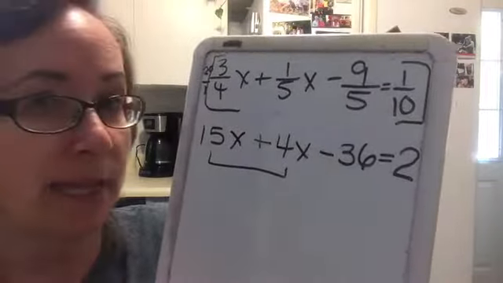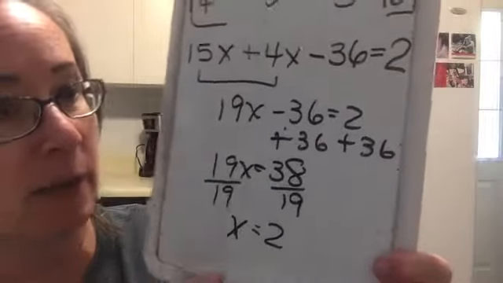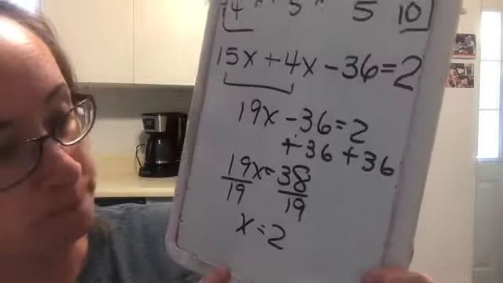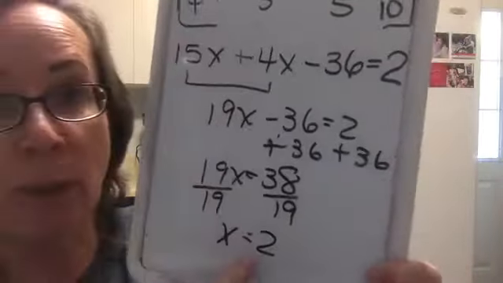But I want to get the x by itself, so I'm going to add a 36, and I'm going to add a 36, and I'm going to get 19x is 38. Well, if I divide by 19 and divide by 19, x is 2. Because 19 times 2 is 38. So 38 divided by 19 is 2. So I have my x value. All right, so I can go back up and find my y value.